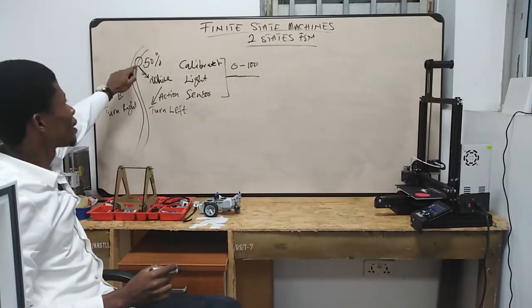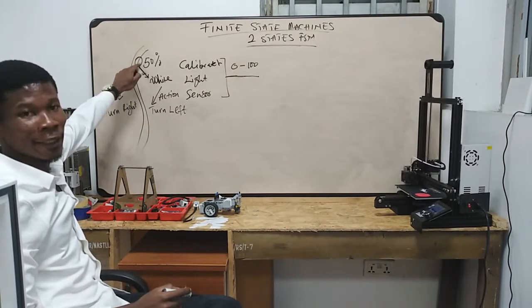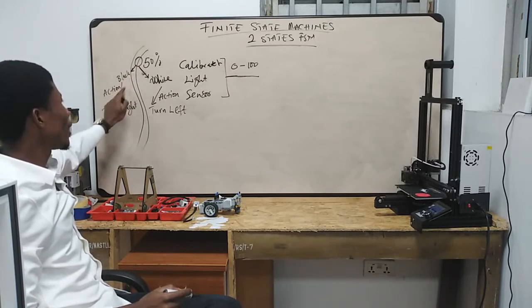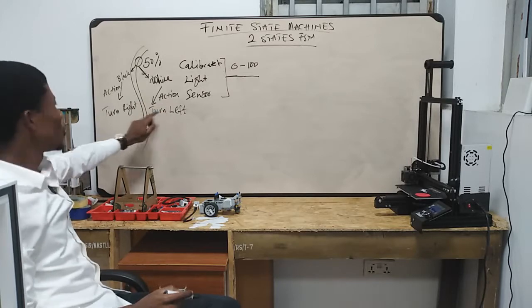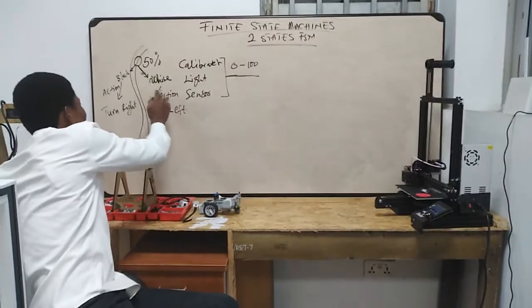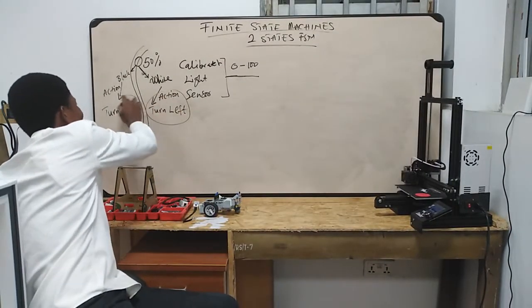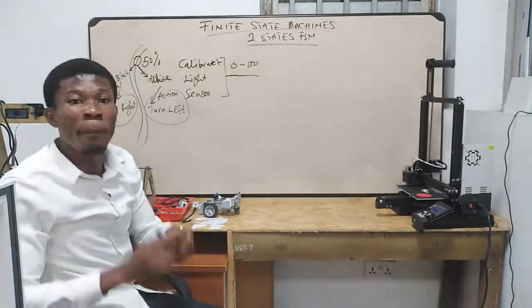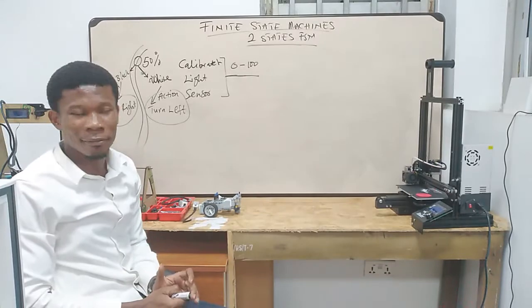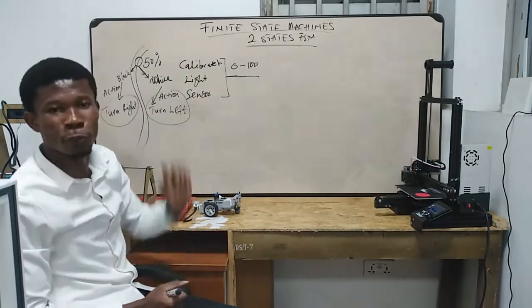We have a robot positioned exactly half on black, half on white. And if it deviates into the black, the action is to turn right. And if it deviates into the white, the action is to turn left. So the two states are turning right and turning left. At any point in time, our machine will be performing one of these two actions. So how do we get this into programming?